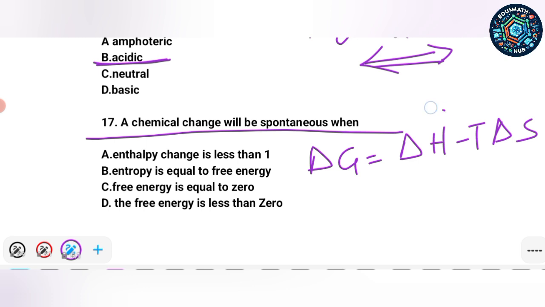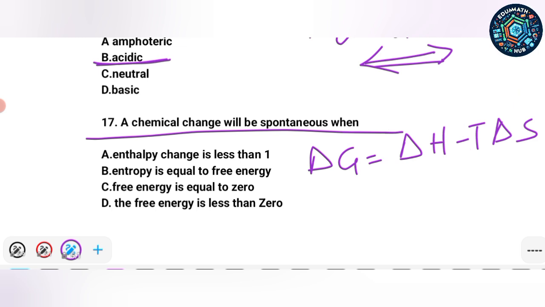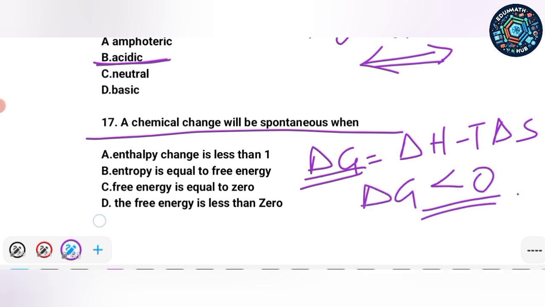And that will happen maybe when delta H is negative and when this T delta S is positive. Okay, so keep that in your mind. Spontaneous reactions are reactions that have free energy less than 0. That is delta G is less than 0. So the answer to that question is the free energy change is less than 0, which is option D.